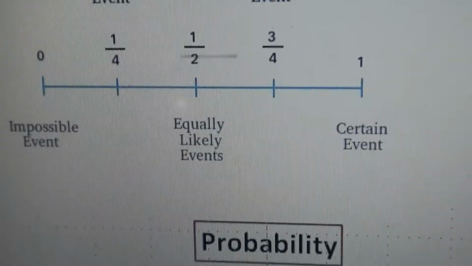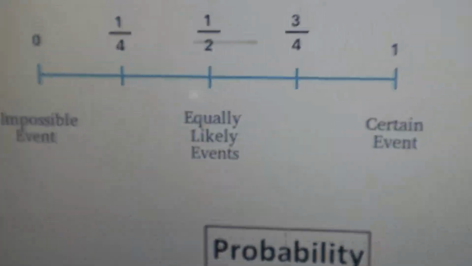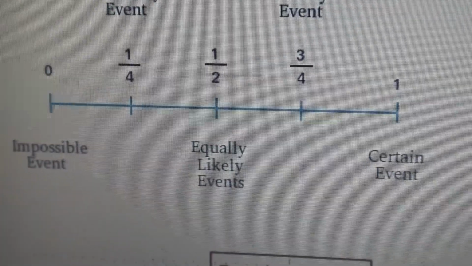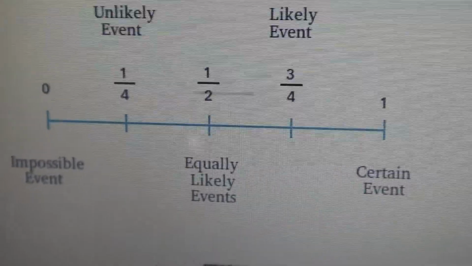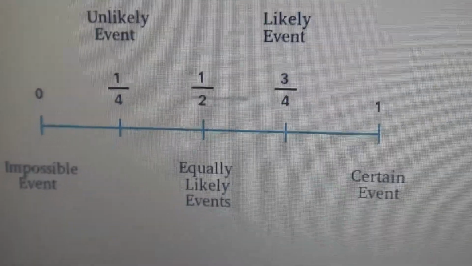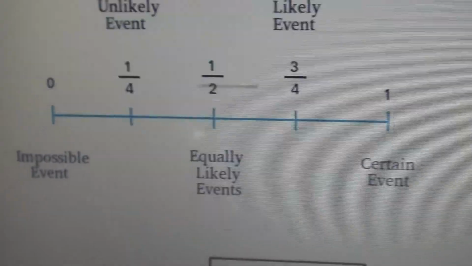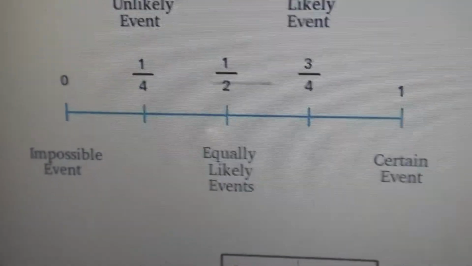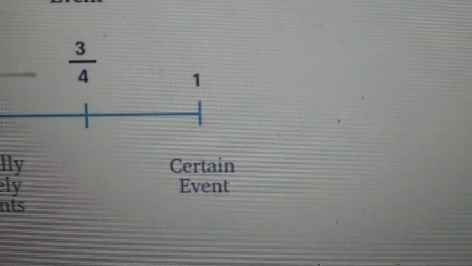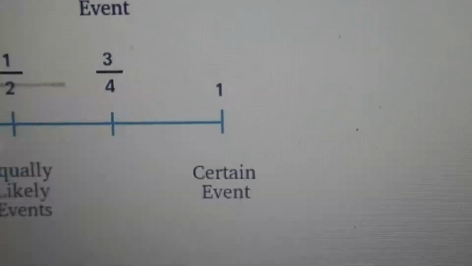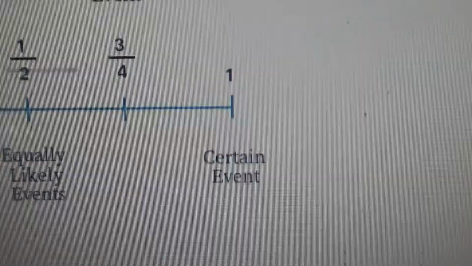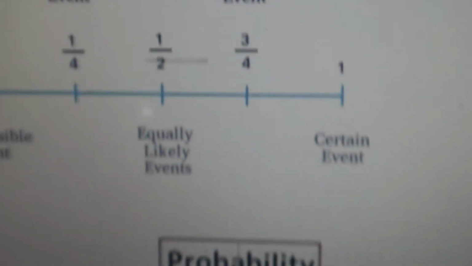I prefer to use the word equally likely or an equal chance to describe it. So if it's possible, right in the middle, a 1 out of 2 chance, you have an equally likely chance of something occurring. And right on the end, you have certain. Okay, that means it's going to happen for sure. All right. There's another chart I got down here.